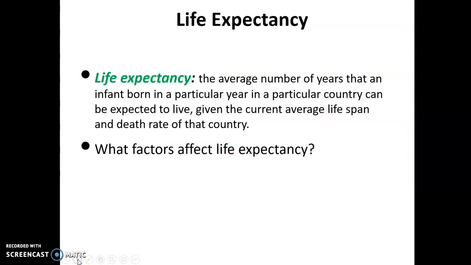All right, now we're going to take a few minutes to look at life expectancy. So just like the birth rate, life expectancy also is a factor in determining how large a population is and how quickly it's growing. So first, the definition. It's the average number of years that an infant born in a particular year in a particular country can be expected to live, given the current average lifespan and death rate of that country. So take a moment for yourselves again, put this on pause, and think about what factors affect life expectancy, and then we'll take a look at it.